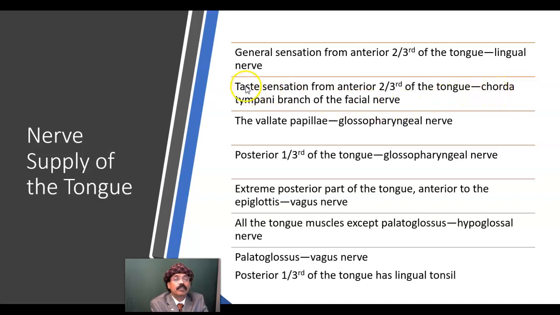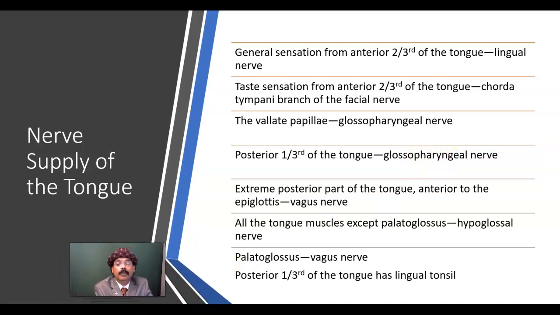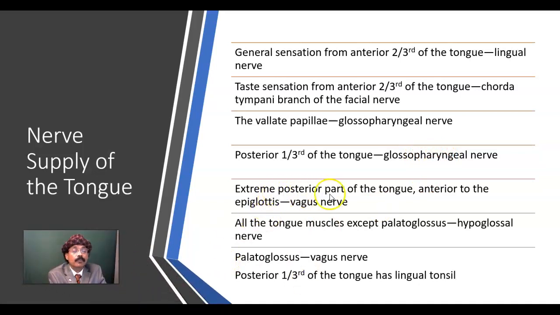Okay, that is for general sensation and taste sensation. The vallate papillae are innervated by the glossopharyngeal nerve, because the mucosa from the posterior one-third moves forward a little bit, so it covers the vallate papillae. In the posterior one-third of the tongue, both general sensation and taste sensation are by the 9th cranial nerve, the glossopharyngeal nerve. Okay. The extreme posterior part of the tongue, close to the epiglottis, is innervated by the superior laryngeal branch of the vagus nerve.